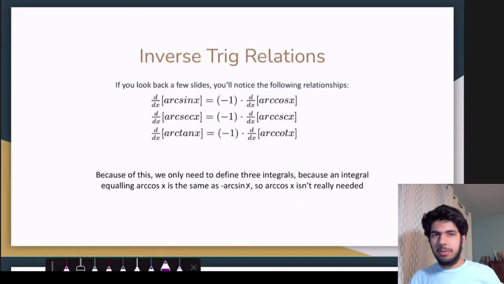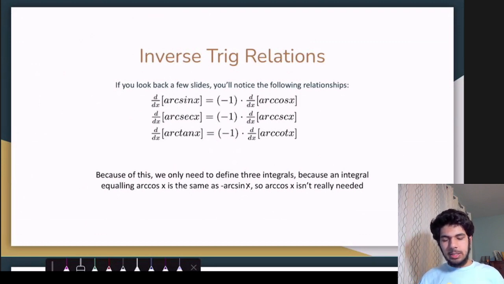Let's just talk a little bit about the relationships. I pointed this out when we were looking at the derivatives: sine and cosine, arcsine and arccosine, are related by this negative 1 factor. Remember, the numerators differed, 1 versus negative 1. And we see that for arcsecant and arccosecant, same here for inverse tangent and inverse cotangent. Because of that, we only really need to define or memorize 3 integrals or 3 derivatives. The reason is that an integral equaling arc cosine of x is the same thing as a negative arc sine of x. So we don't really need to worry about arc cosine of x.